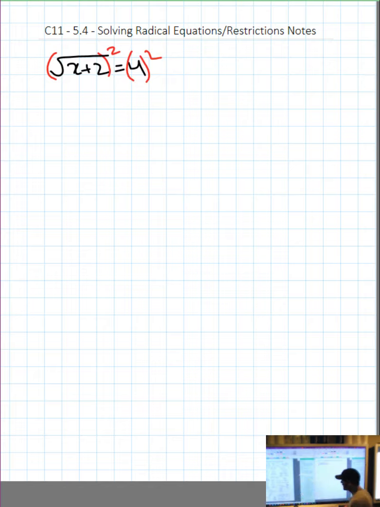From equations in grade 8, we learned we always did the opposite operation. So if you see a square root, the opposite is squaring it, and be careful to make sure that you follow the process. Brackets around the left-hand side squared. Brackets around the right-hand side squared.